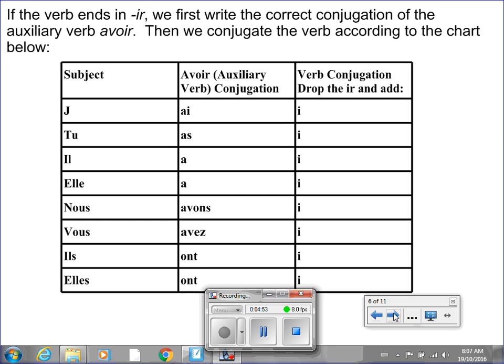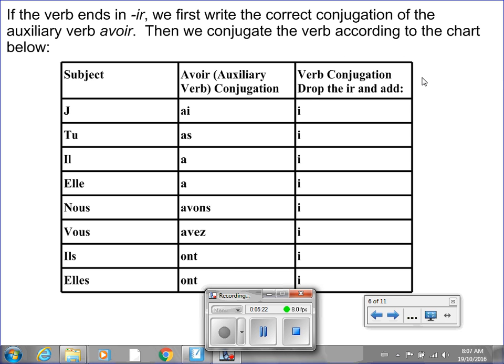If the verb ends in ir, we first write the correct conjugation of the auxiliary verb avoir. Then we conjugate the verb according to the chart below. So this must look very familiar by this point. So you've got all of the subjects listed, then our conjugations for avoir, and then this makes a little more sense.